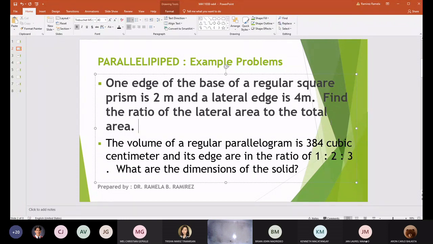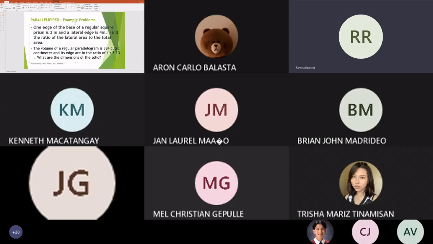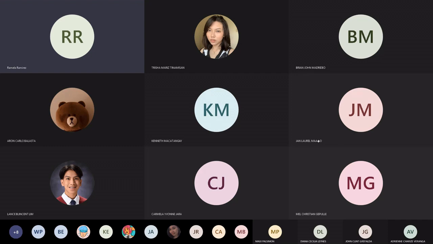So just kindly take a screenshot of this problem. Later on, we are going to use this. I am going to close my presentation here so I can maximize the use of my camera. Then we are going to discuss it now. I'm going to use my camera here, and we are going to solve the problem.